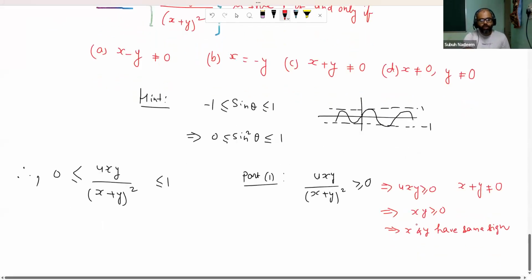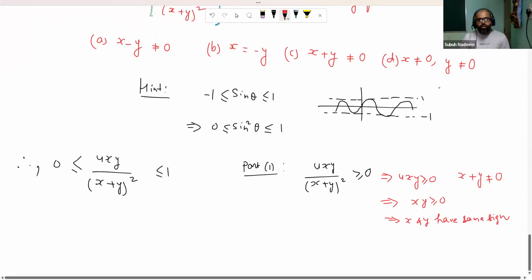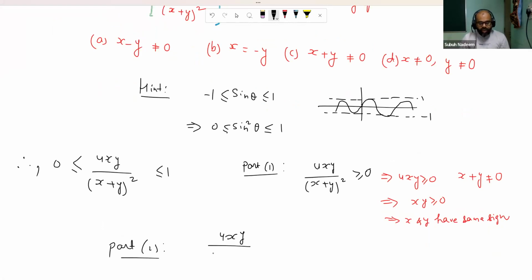This is part one. If you see part two, 4xy by x plus y whole square is less than or equal to 1. So this means 4xy is less than or equal to x plus y whole square. Again, x plus y is not equal to 0.